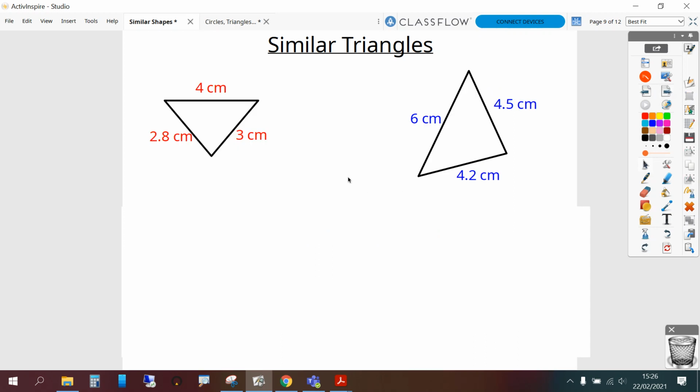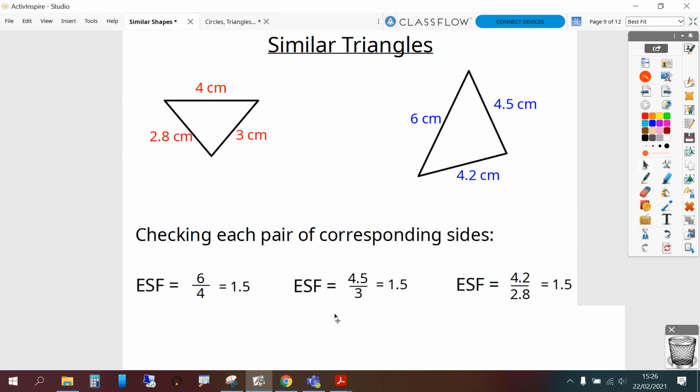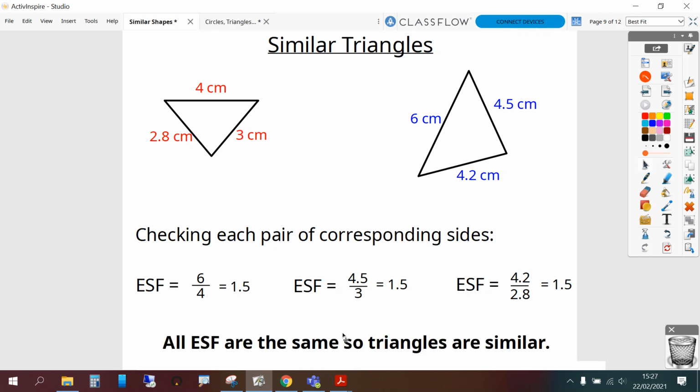Here we've got two triangles, and we've only got the length of sides. So starting with the biggest side, 6 with 4, and that's a 1.5 enlargement. And if you do the same with the other side, so the middle size side, 4.5 with 3, it's also 1.5, and then 4.2 with 2.8, and that's also 1.5. So because the ratio, or the enlargement scale factor, probably the best thing to say, because they're all the same, then we can say that the triangles are similar.